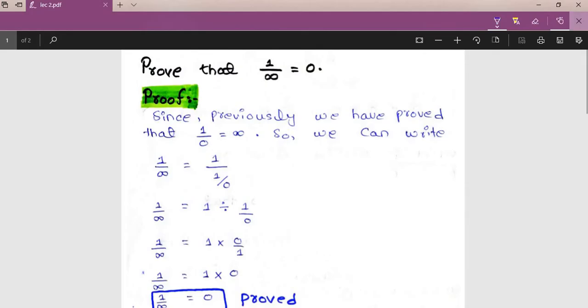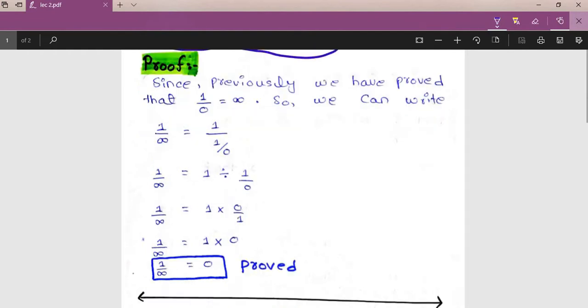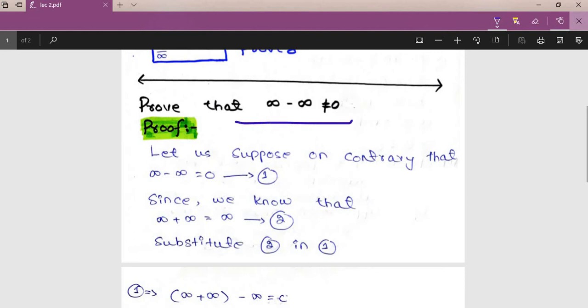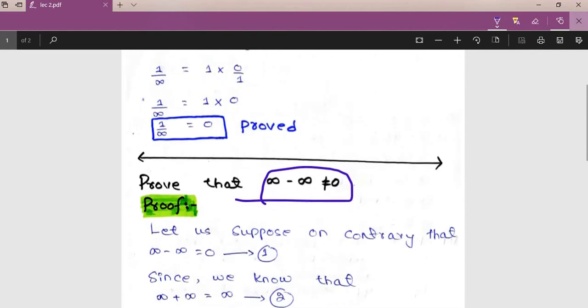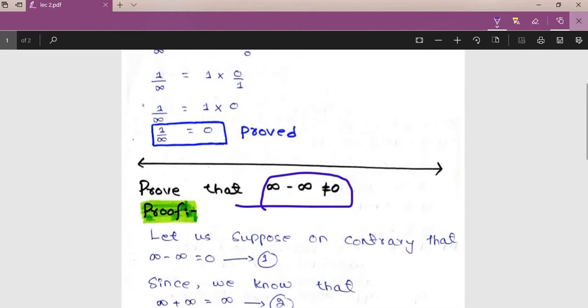So firstly I would like to tell you that in this video I will discuss two cases. One case is dividing a number by infinity, and the other case is infinity minus infinity: why doesn't it answer 0, and what is the answer of infinity minus infinity?